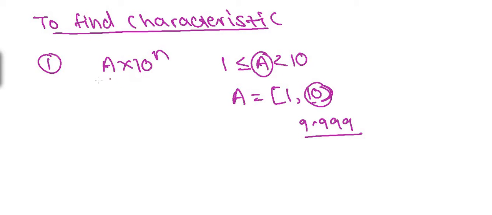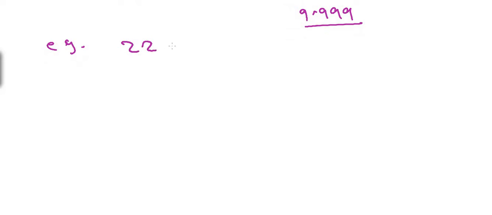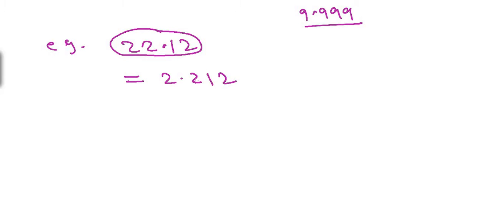Now if a number is expressed like a into 10 raised to n, where a is a number between 1 to 10, then remember this n is nothing but a characteristic. This n, power of 10, is known as characteristic. For example, now consider number 22.12. Now let us express this into scientific notation. Convert this first into a number between 1 to 10. Now from 22.12 to a number between 1 to 10 would be 2.212.